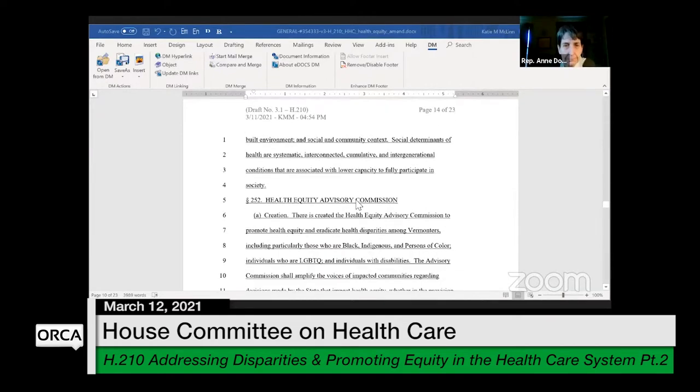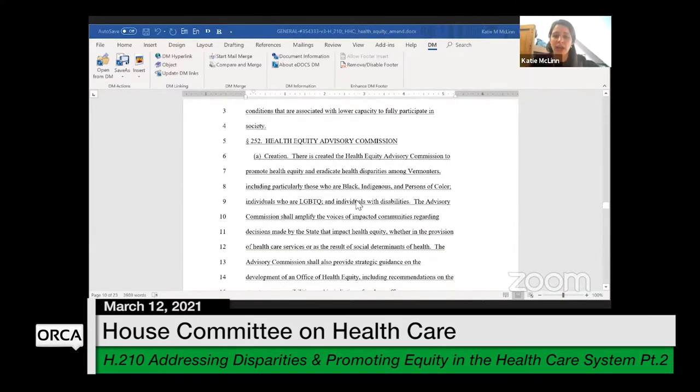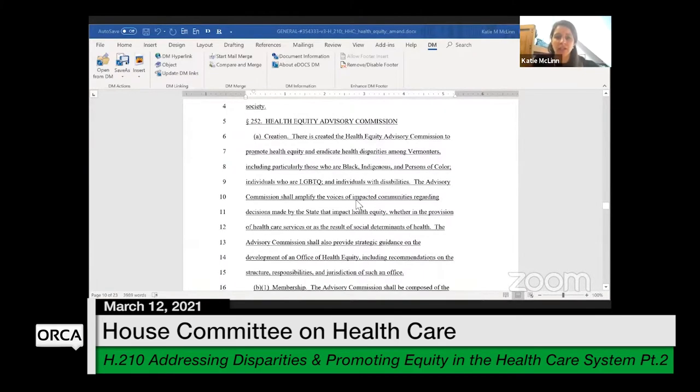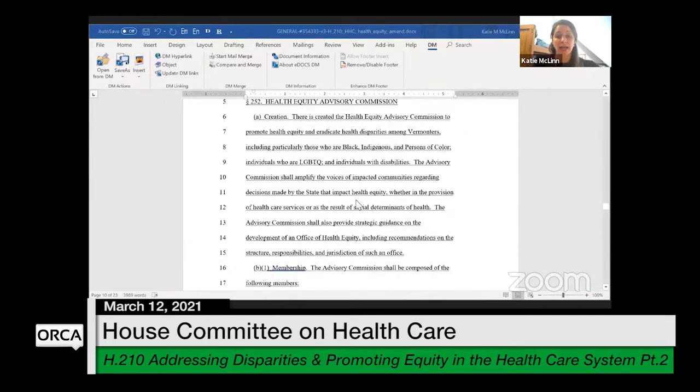Okay. So the second section of this new chapter that's being created is the commission. There's introductory language that's setting out the idea that this commission is to be in effect and have kind of broad responsibilities at looking at health equity and health disparities, amplifying voices of impacted communities. And it also recognizes that this committee will be doing work in the short term, which is providing strategic guidance on setting up an Office of Health Equity.